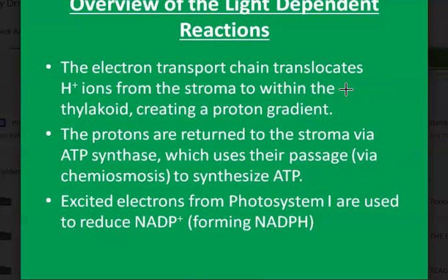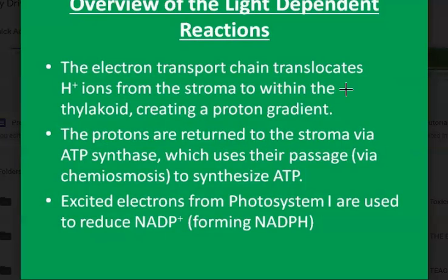That's an enzyme, which uses the passage to synthesize ATP. This is what we call chemiosmosis. So the protons that are returned to the stroma via the ATP synthase use their passage to synthesize ATP. So ATP is formed during this process as the protons are moved from one carrier molecule to the other.